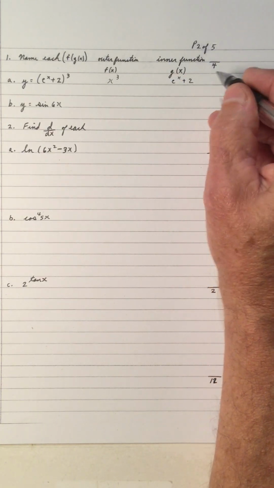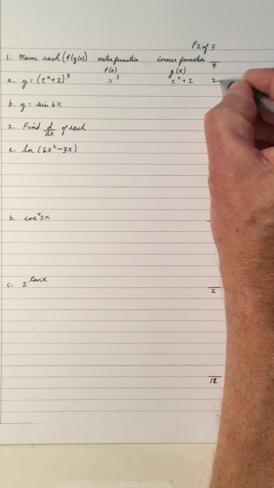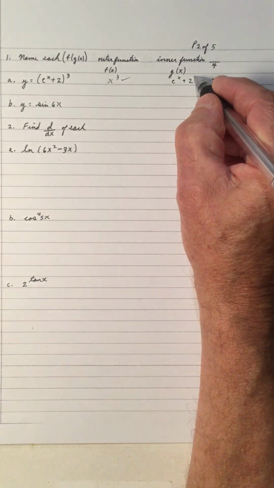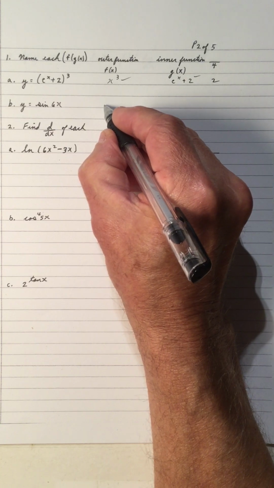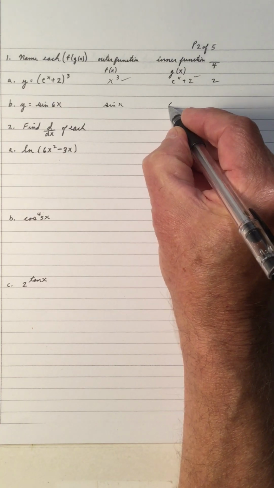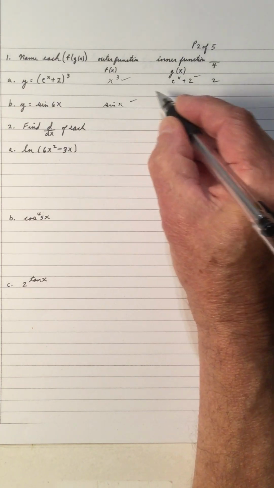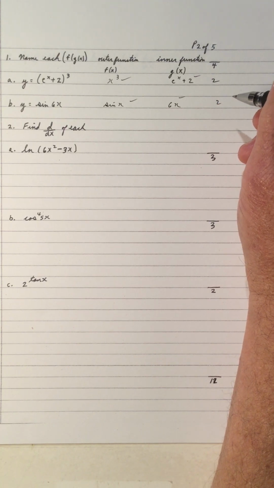Give yourself a mark each, so that's 2 marks for that one if you get both of these right. On this one, the outer one is the sine of x, and the inner one is 6x. Again, if you get both of these, give yourself 2 marks. That's a total of 4.